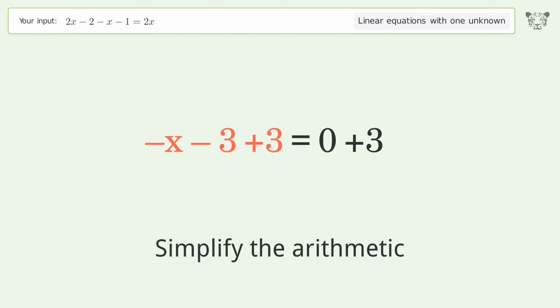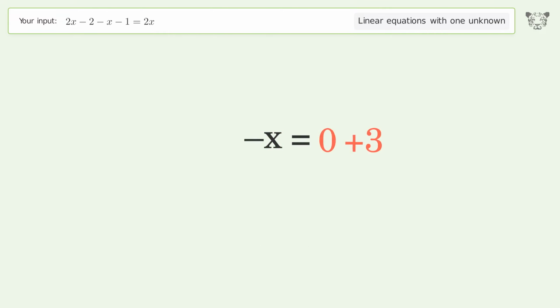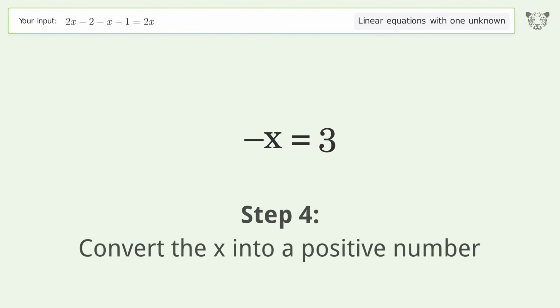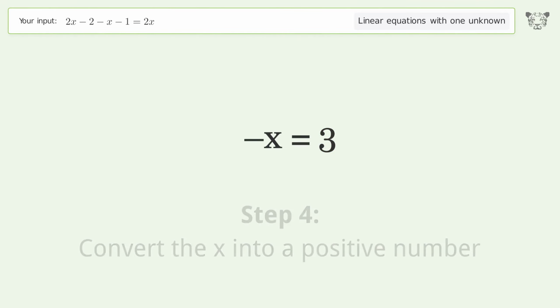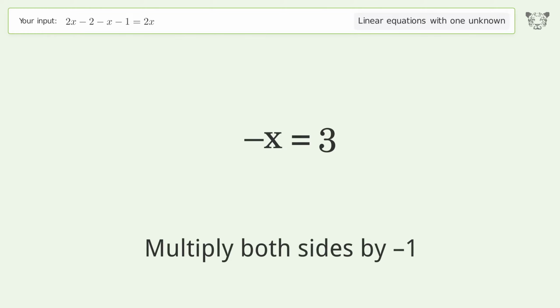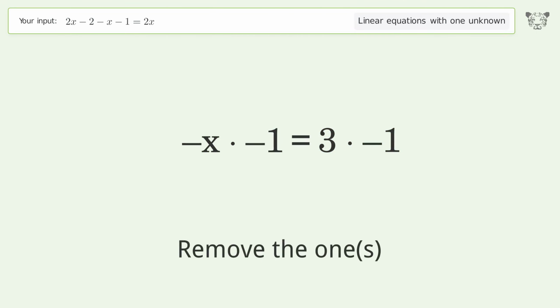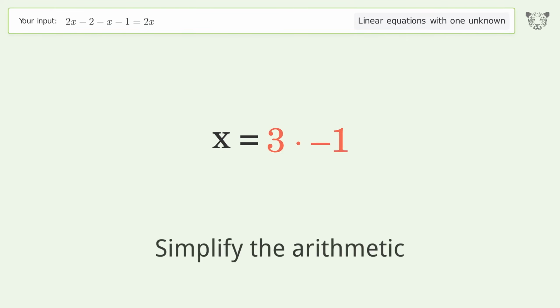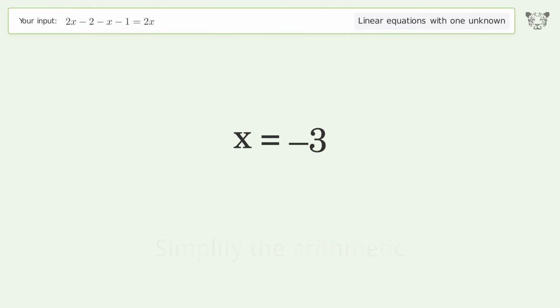Simplify the arithmetic. Convert the x into a positive number. Multiply both sides by -1. Remove the ones. Simplify the arithmetic. And so the final result is x equals -3.